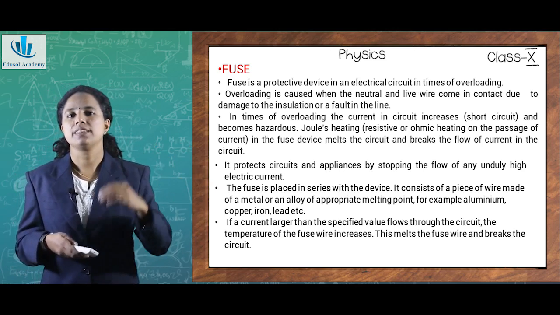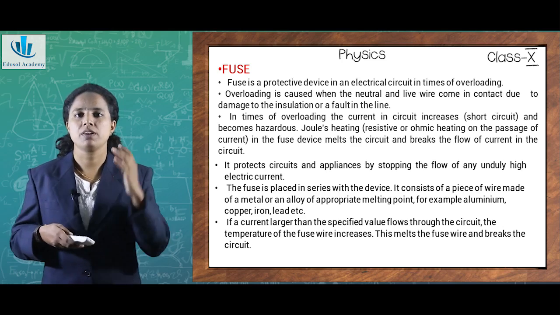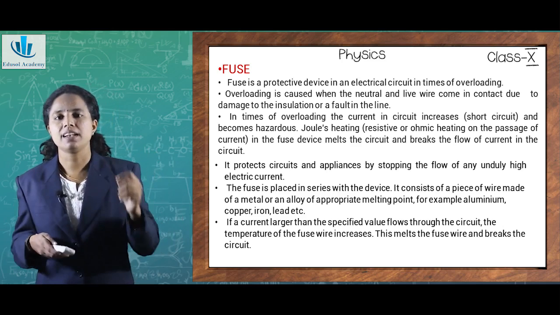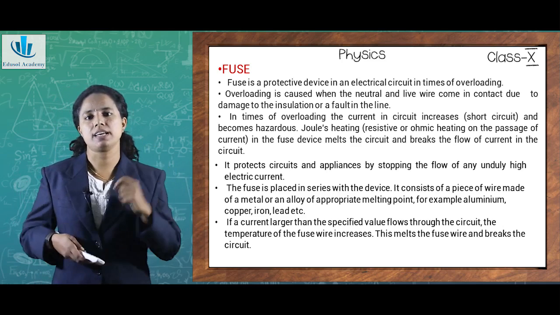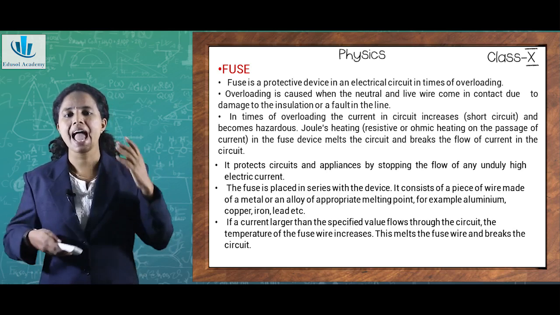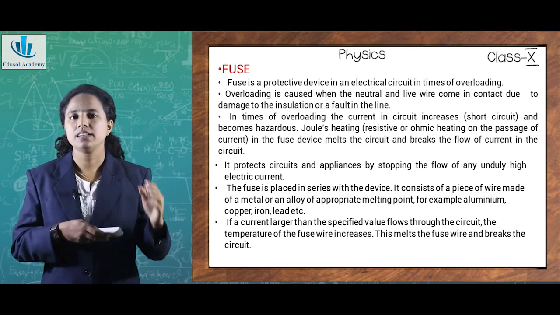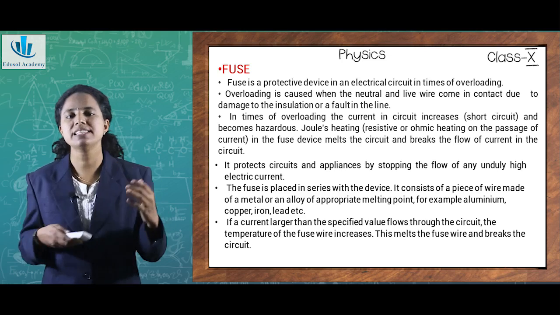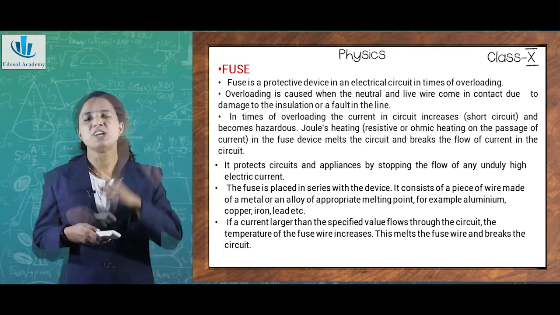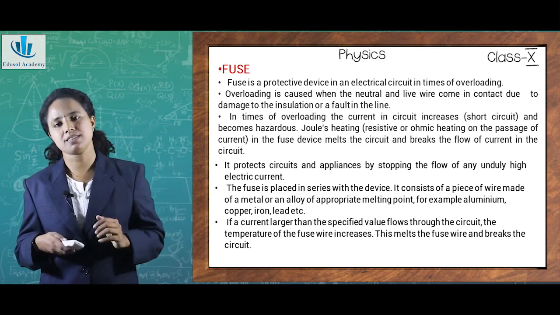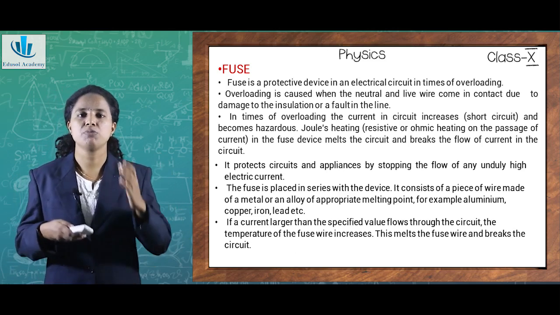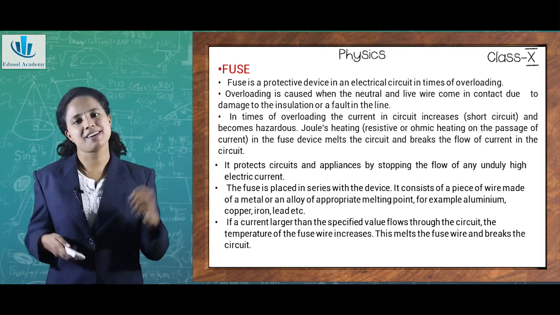So Joule's heating is being applied in the fuse device, which melts and breaks the flow of current in the circuit. That is, whenever there is an unduly high current, this particular fuse will have an increased temperature and will melt, and then the circuit will break, and thus the other appliances which are connected to the circuit will be saved. So the fuse will act as a protective device. How? It protects the circuits and appliances by stopping the flow of the unduly high electric current.